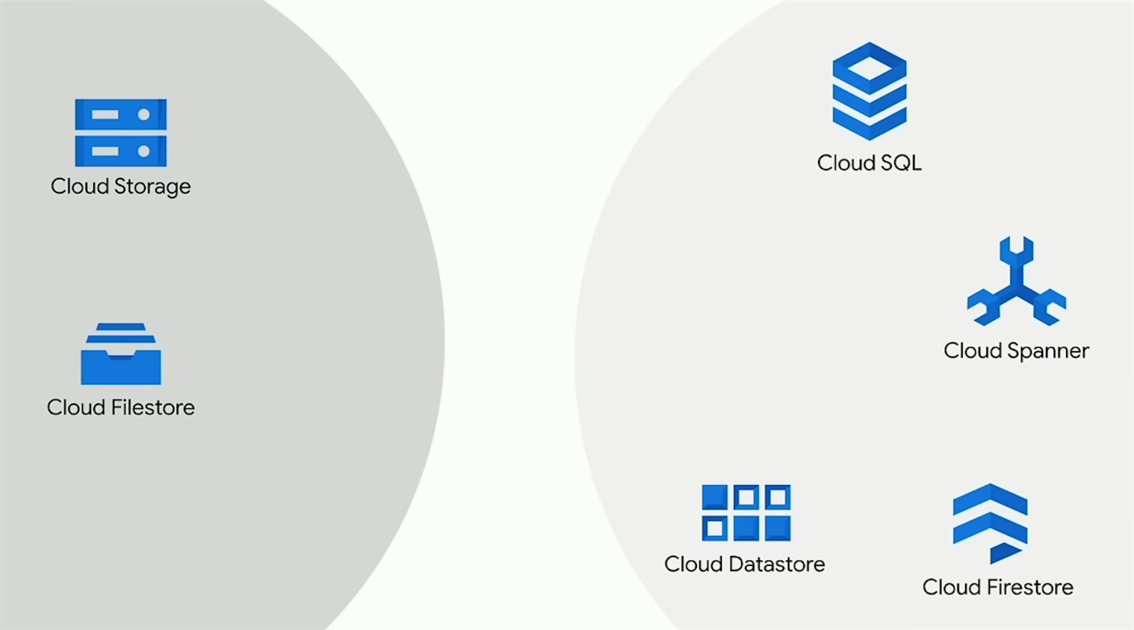So how do I make the decision of which one to use among all of these? Well, first, it's easy to split up. If I've got unstructured stuff, I want to use one of the two on the left. If I have structured stuff, I want to use the ones on the right.